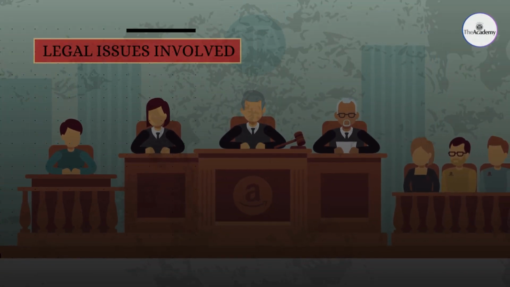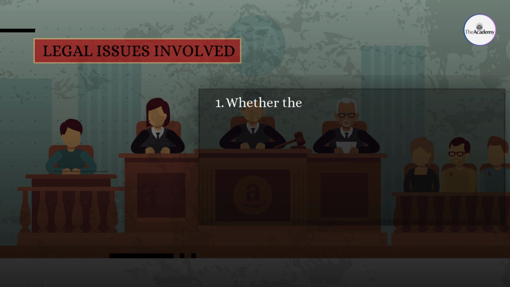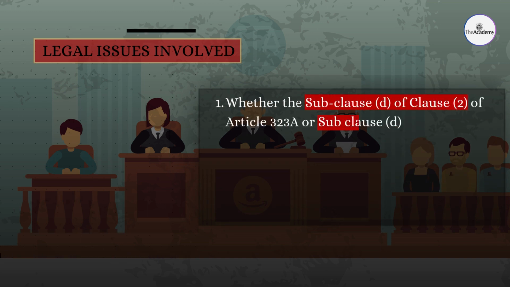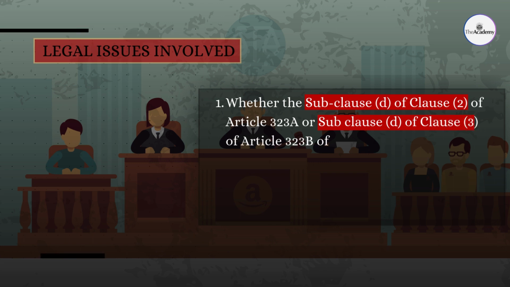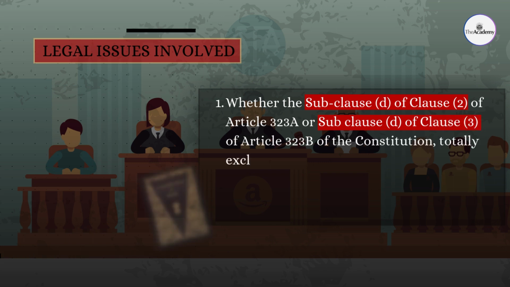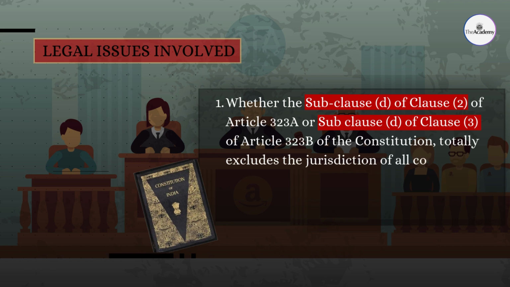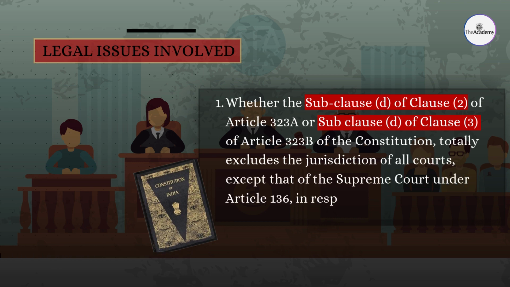Legal issues involved. First, whether the subclause D of Clause 2 of Article 323A or subclause D of Clause 3 of Article 323B of the Constitution totally excludes the jurisdiction of all courts except that of the Supreme Court under Article 136 in respect of disputes referred section itself.